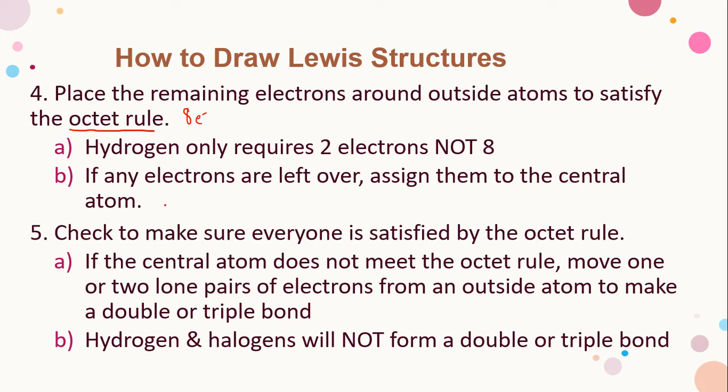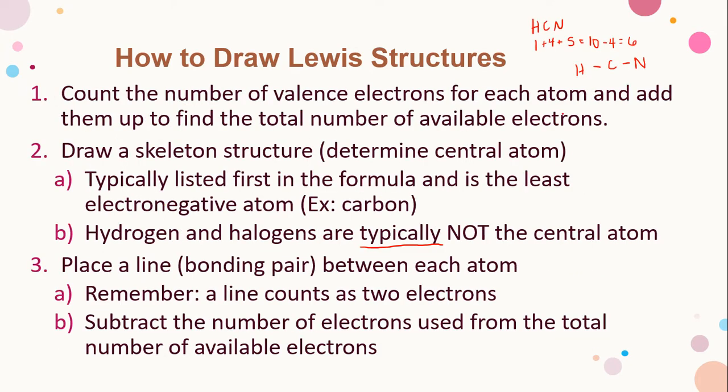So what we're going to do up here is we put them on the outside first. So hydrogen's okay with just having 2. So we're going to put the remaining 6 on nitrogen.